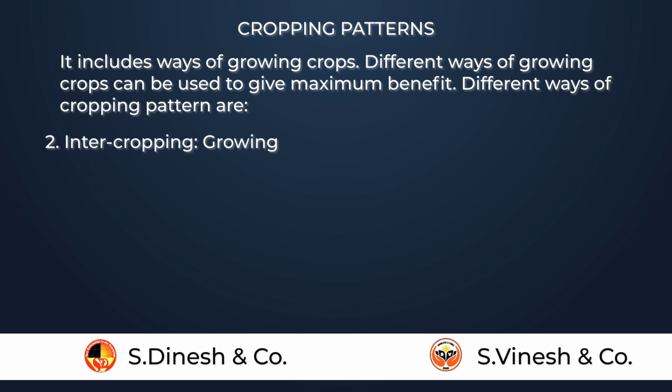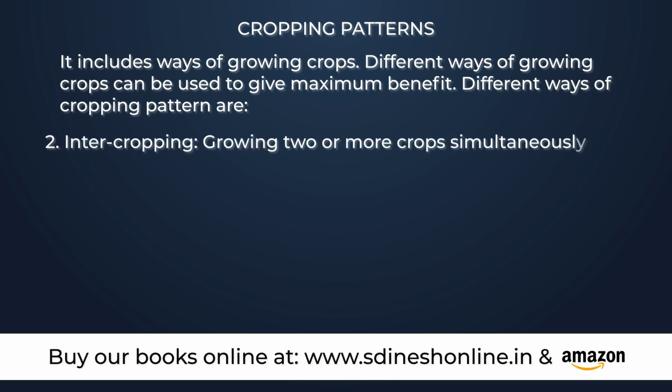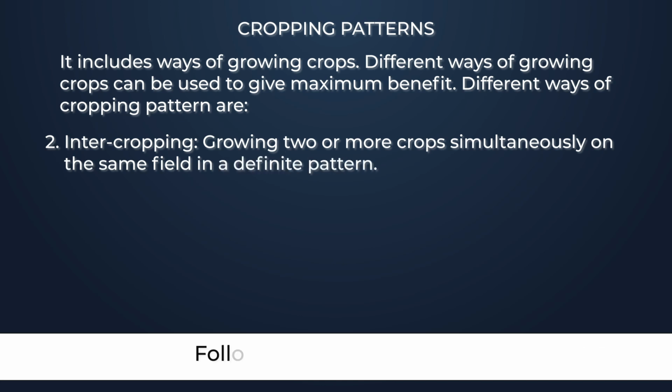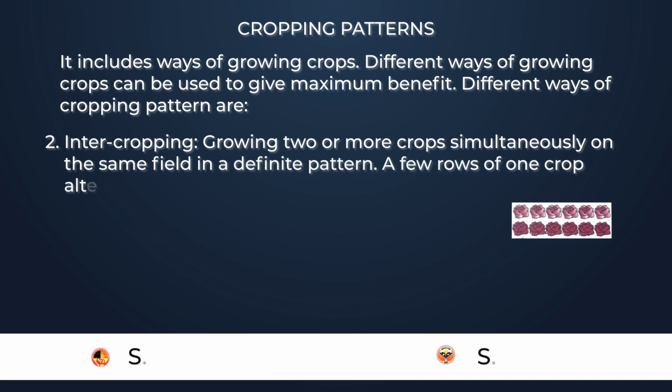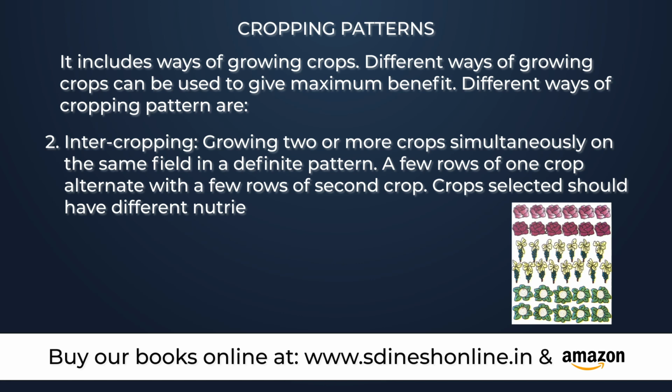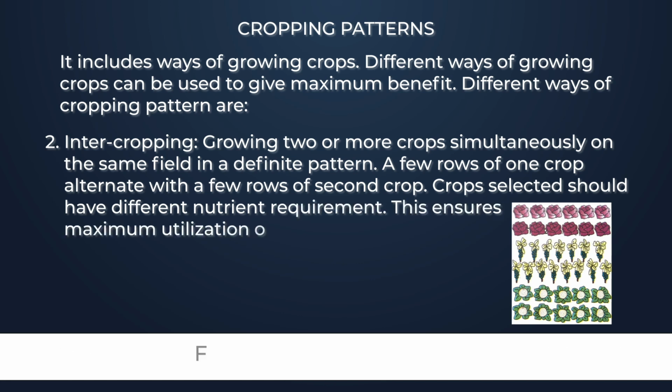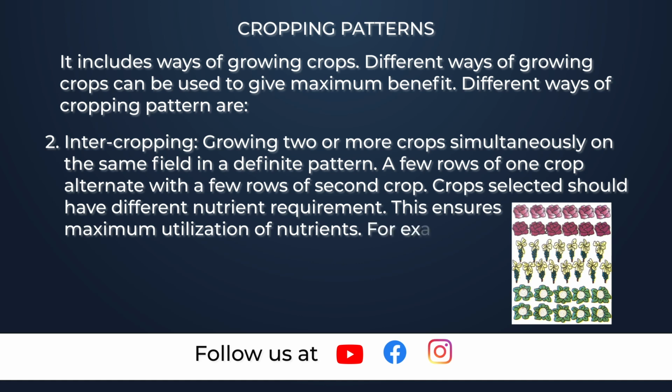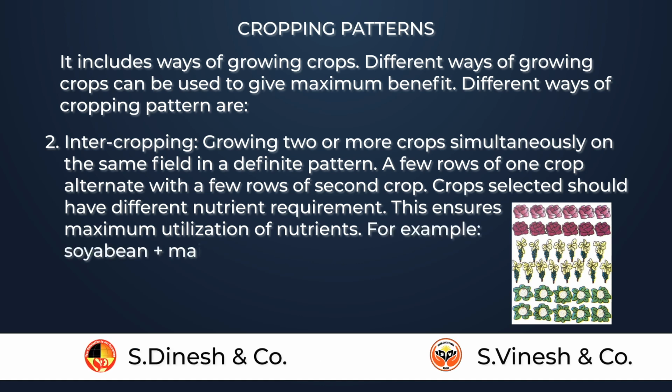Intercropping. Growing two or more crops simultaneously on the same field in a definite pattern. A few rows of one crop alternate with a few rows of second crop. Crops selected should have different nutrient requirement. This ensures maximum utilization of nutrients. For example, soyabean plus maize or bajra plus lobia.